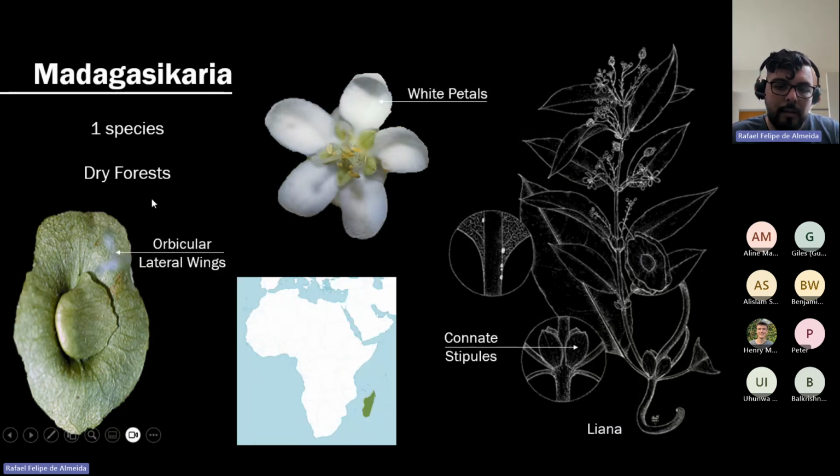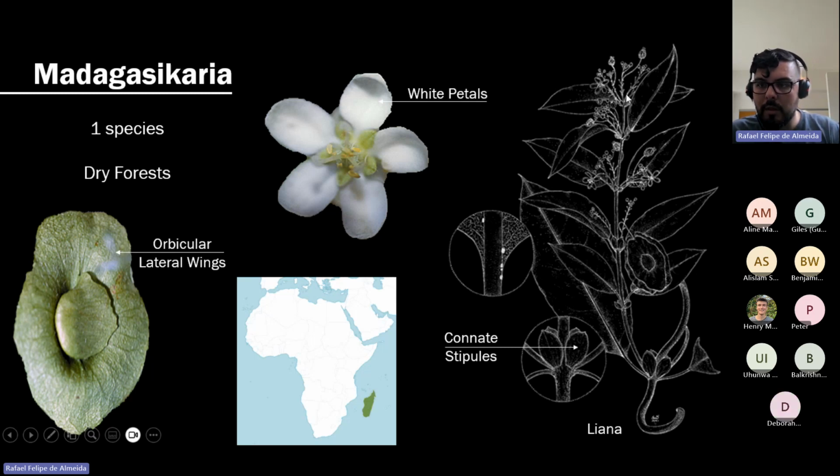Madagascaria, again, the same thing as Digonopteris, but a different genus with a single species, also occurring in dry forests. Kind of similar to Digonopteris, but instead of being a shrub, it's a liana. And the weird thing about Madagascaria is that their stipules are connate and they are really huge. You can see them here illustrated in this beautiful drawing. Besides that, they show flowers arranged in thyrses, white petals, and a dry winged fruit with the lateral wings being fused and orbicular, and a very, very pronounced dorsal wing, as you can see here. Also endemic to dry forests in the south of Madagascar.